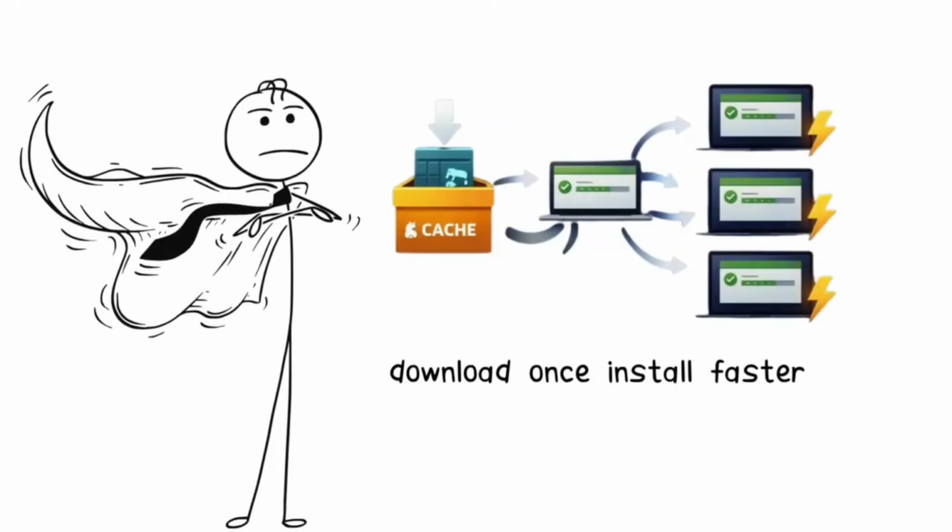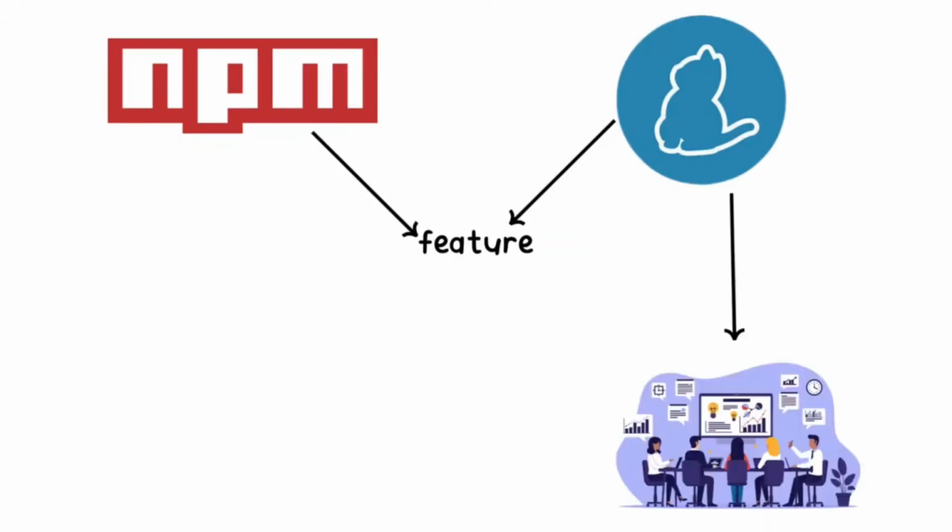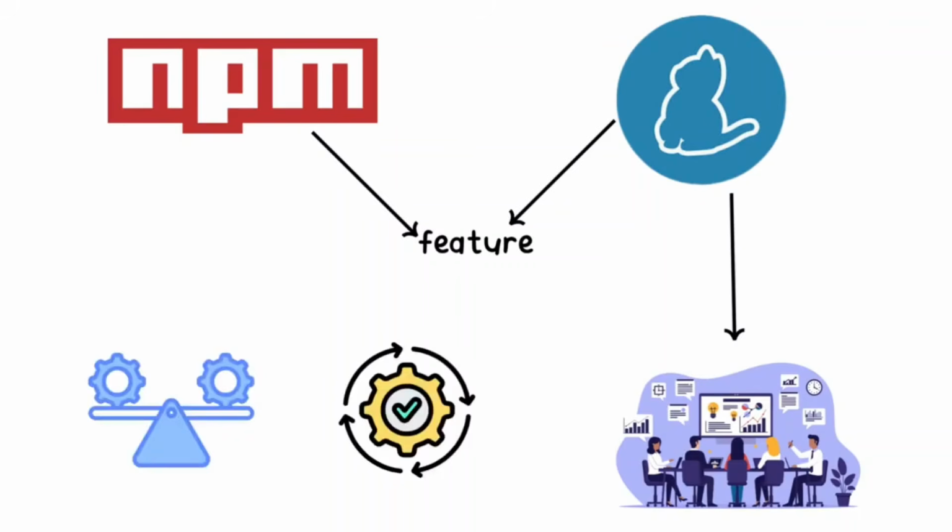Yarn also uses aggressive caching, which allows it to install packages faster once they have already been downloaded. Today, NPM and Yarn are very similar in features, but Yarn is still commonly used in large teams and production projects where stability and consistent installs are critical.